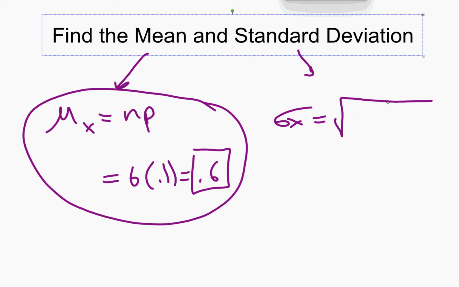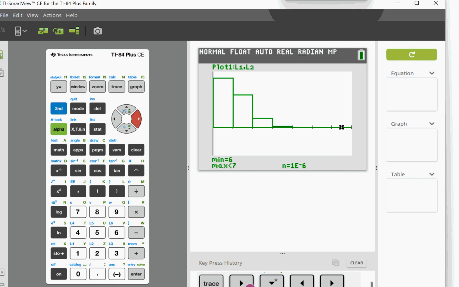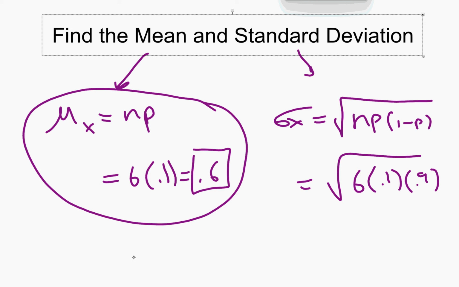It's the square root of n times p times 1 minus p, or in our case, it would be the square root of 6 times 0.1 times 0.9. All right, let's go type that in the calculator for a second. So let's do second quit, square root, 6 times 0.1 times 0.9, enter, and I get 0.734. So that's the typical variation from the mean. We'll just say it that way.